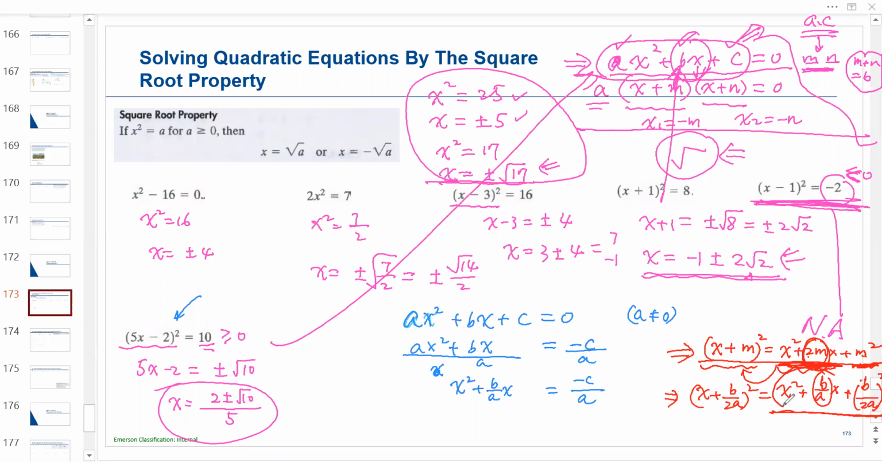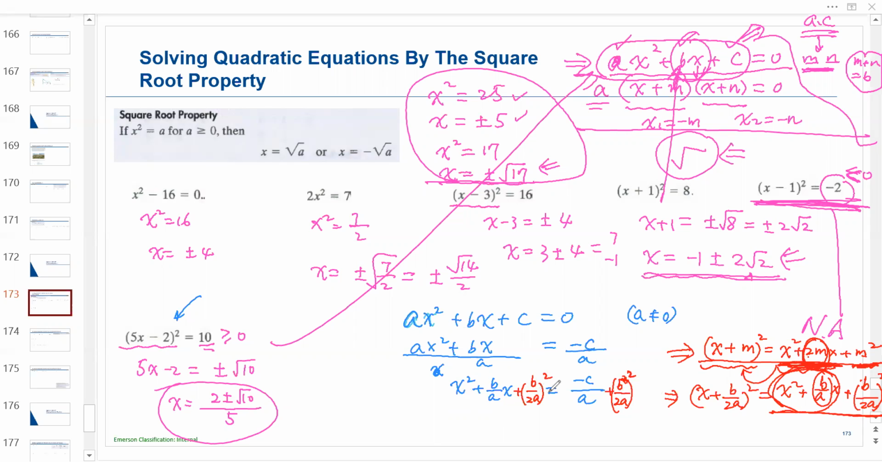So these two terms are given, and we need to find this term to make sure they become a perfect square. So here we add this one to both sides. Both sides add the same number. Did you see this one? Both sides added the same number. All right.